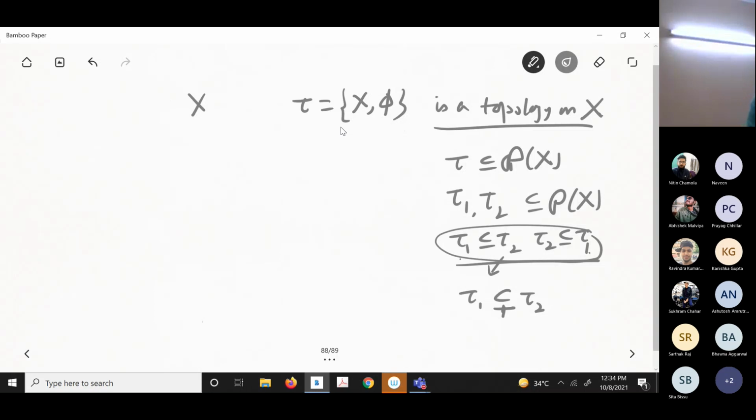Now look, this is the smallest topology, because this is the minimum condition I need. If you have any other topology, tau 2, then this has to be contained in it, because tau 2 at least will have this. So this is a topology. Similarly, if you take tau 2 equal to the whole thing, the power set of X.